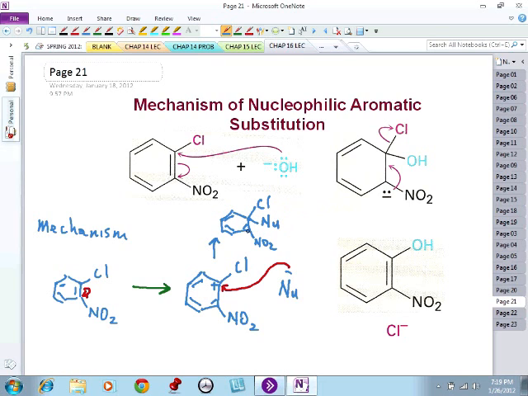So now that negatively charged carbon wants to regenerate the benzene, the aromatic ring system, to regenerate the double bonds. And when it does that, one of these has got to go. You see that the nucleophile will leave or the chlorine will leave. In this case, the halogen will leave. And that is how this reaction happens.